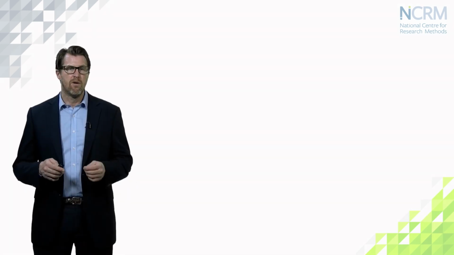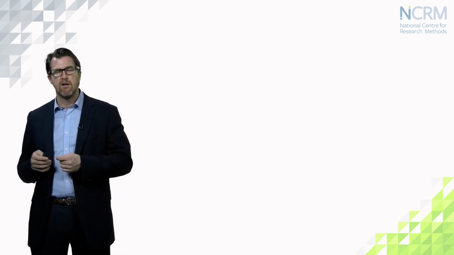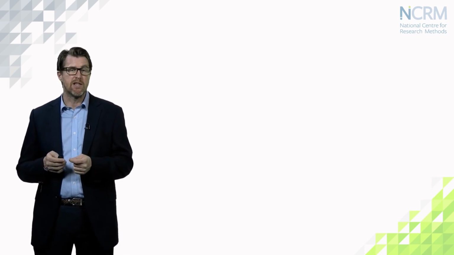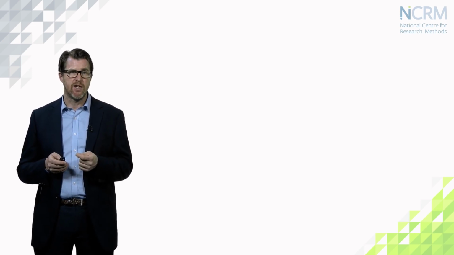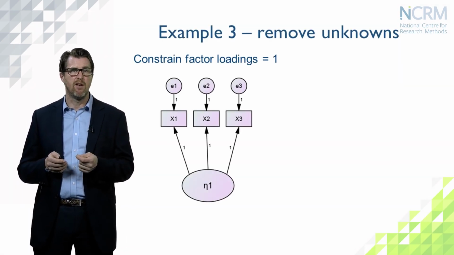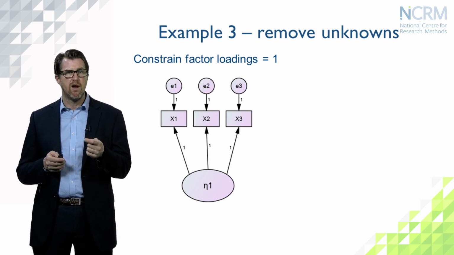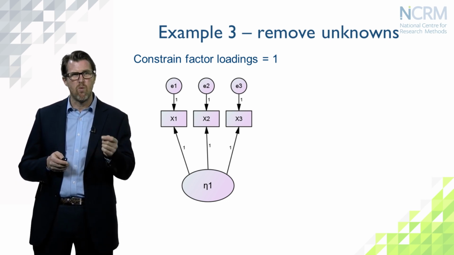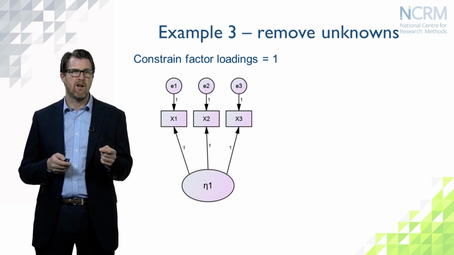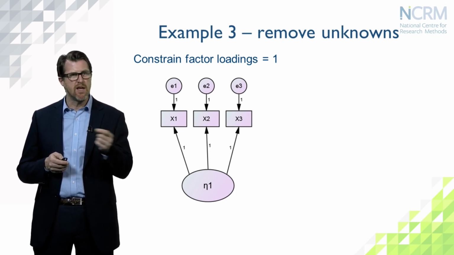So in that example, we changed the identification status of our model by adding in another known piece of information, another observed variable. Another way of changing the identification status is to remove unknown parameters. Now here, in this example, we are now not estimating the 2 factor loadings that we were in the first example. So you can see there's a number 1 next to each of the arrows for the factor loadings. So rather than estimating those, we're saying these are all equal.